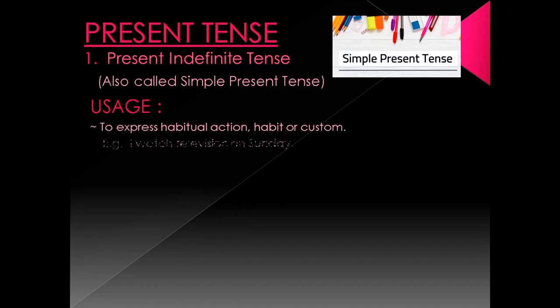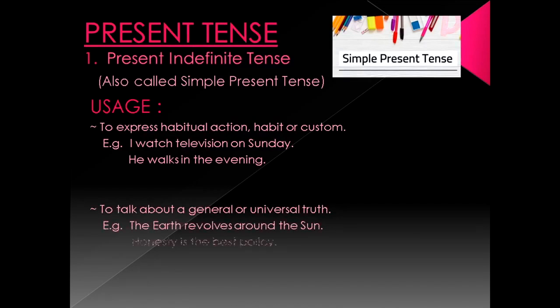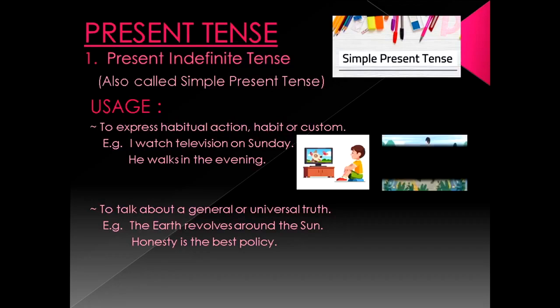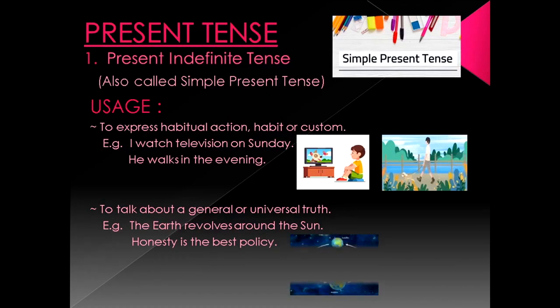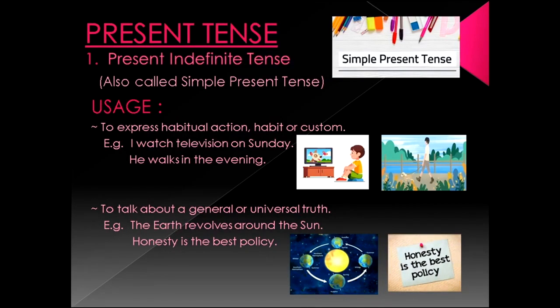Now the first use of simple present tense is to express habitual action, habit or custom. Now what is habitual action? The work or the habit we have formed, that is called habitual action. Suppose we are in the habit of doing something regularly, then that becomes our habitual action.